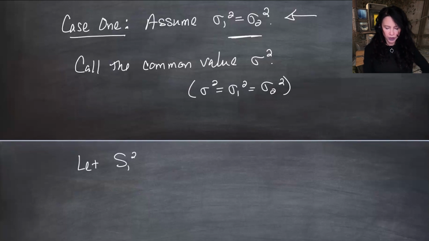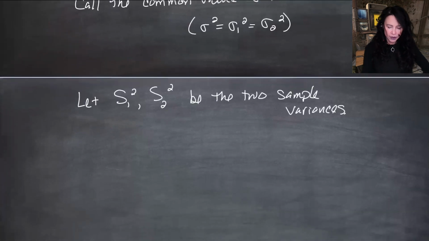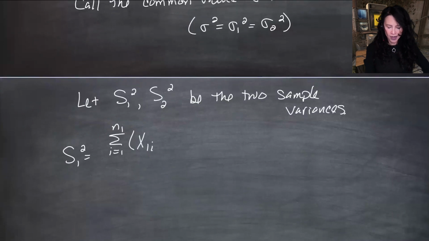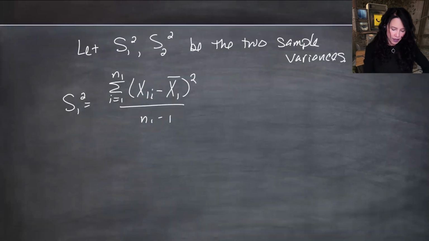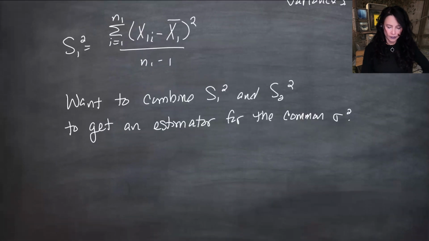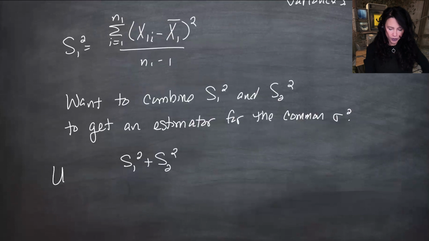So I'm going to let S1 squared and S2 squared be the two sample variances. I've been avoiding rigorous notation in this all along, but your S1 squared might be the sum as i goes from 1 to n1 of (x1i minus x1 bar) squared over n1 minus 1, and S2 squared something similar. I want to combine these to get an estimator for the common variance. One possibility would be to average them. Make this a question.